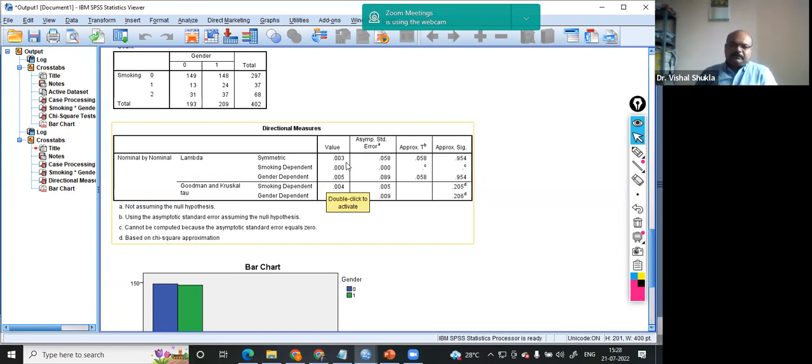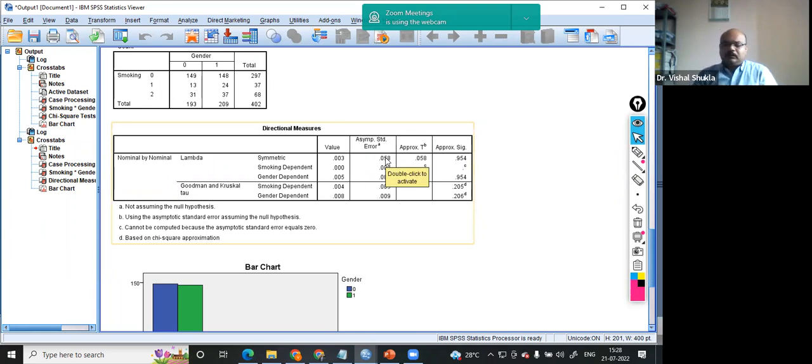So ideally, this lambda value up to 0.2 is considered weak. From 0.2 to 0.4, meaning 20% to 40%, it is considered a moderate relationship, and above 40%, it is considered a strong relationship. So you can use lambda in this case.